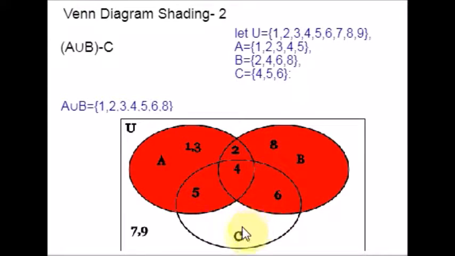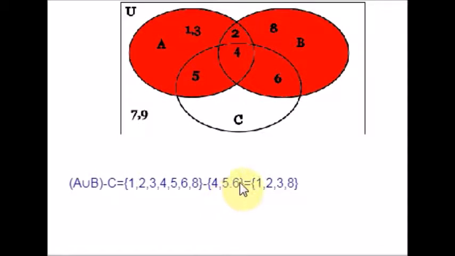Next, we find A union B, difference C. A union B is 1, 2, 3, 4, 5, 6, 8 and C is 4, 5, 6. We just substitute these sets in for A union B and C respectively to get A union B, difference C. So to create a Venn diagram for A union B, difference C, we must have a Venn diagram for A union B and for C. So here is a Venn diagram for C, where the set C is shaded in blue.